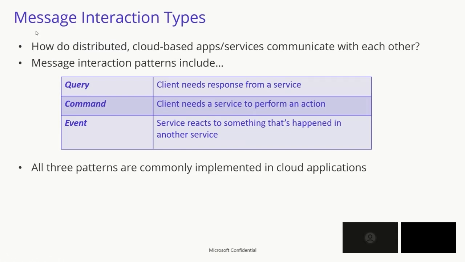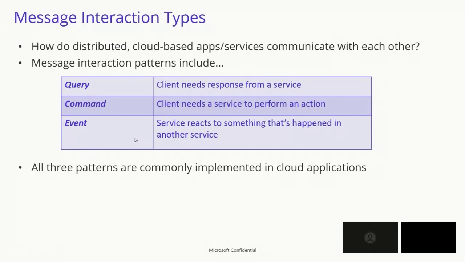I need the shipping service to ship it. I need to tell it that, but I don't need to wait around for it to happen. And I don't really care when it happens. It just needs to happen. Or what about events? When something has happened inside of me as a service, I want to basically let others know about that event.